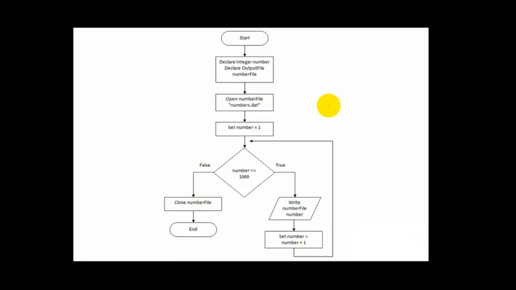Now this program represents the typical pattern that most programs have when they use a loop to write a large amount of data to a file. First they open the file, then they have a loop that during each iteration writes a piece of data to the file, and then when the loop is finished it closes the file.